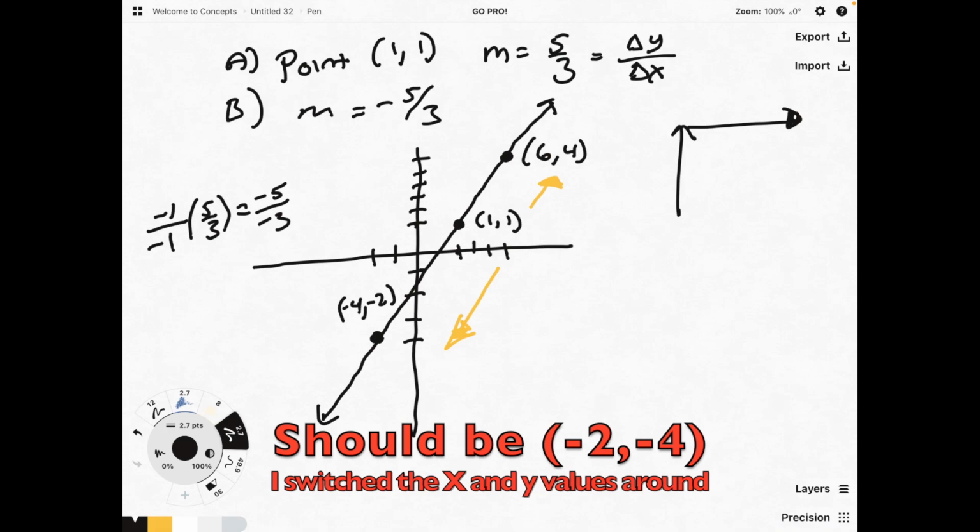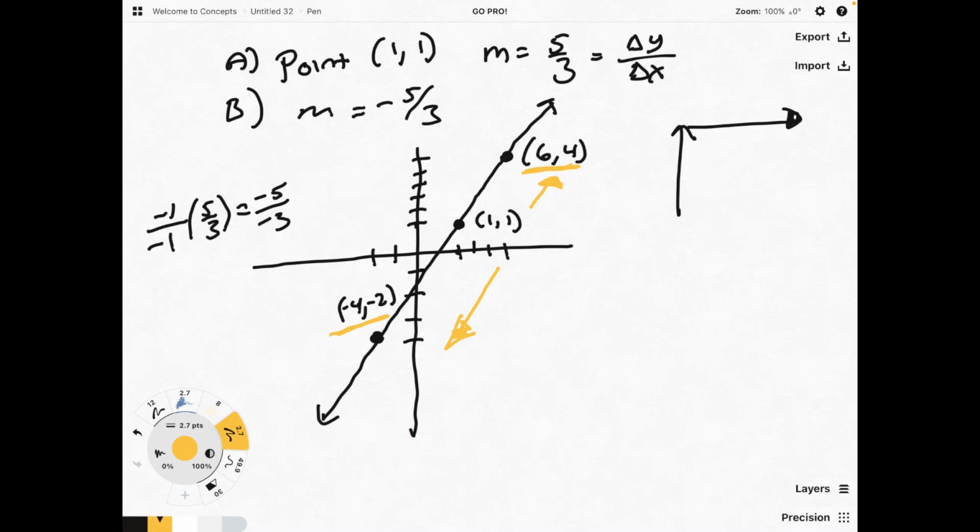And we see that both this point that we found and this point from the slope lie on this line. And therefore we know that that is the correct line. And we have satisfied A.